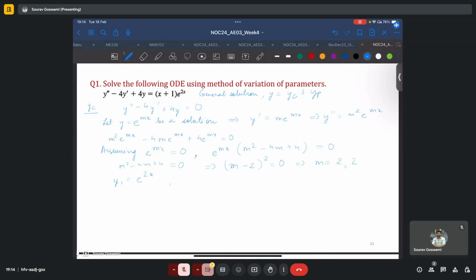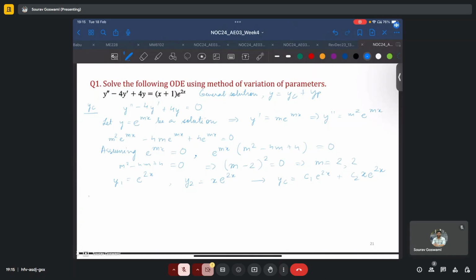So as we discussed previously, the multiplicity of x will increase by 1, and so the second solution is simply x times e power 2x, and this gives us the complementary function as c1 e power 2x plus c2 x e power 2x, and you can substitute it back into the given differential equation and verify.